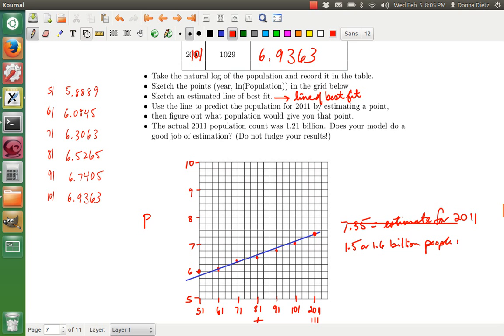All right, so we were talking 1.5 or 1.6 billion people in 2011. The actual 2011 population count was 1.2 billion. What does that do with relation to your model? Well, I'm on the high side, but in the right neighborhood.